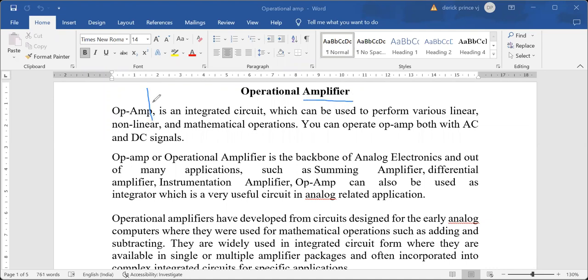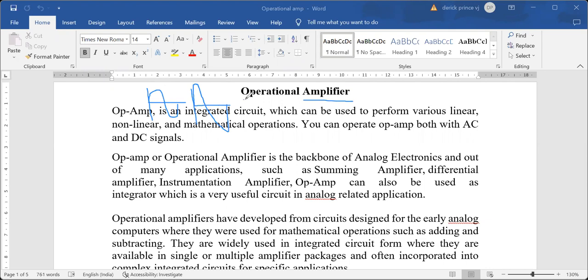Amplifier: suppose we give a weak input signal, the output is going to be of a very high magnitude. We'll get a raised output, of very high magnitude. So this is an amplifier. We can say it as an amplifier.